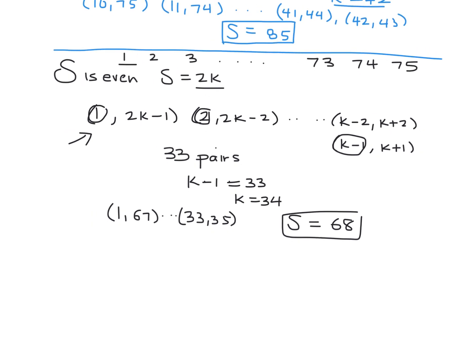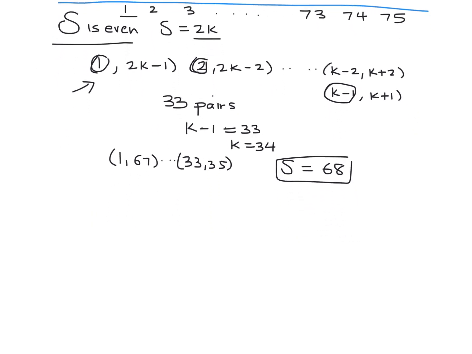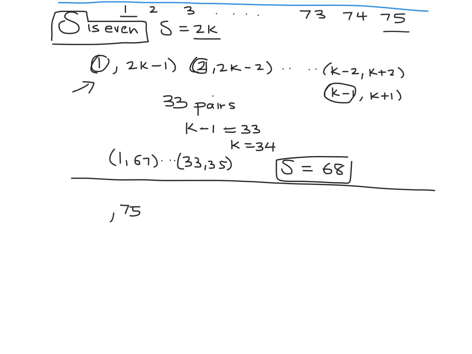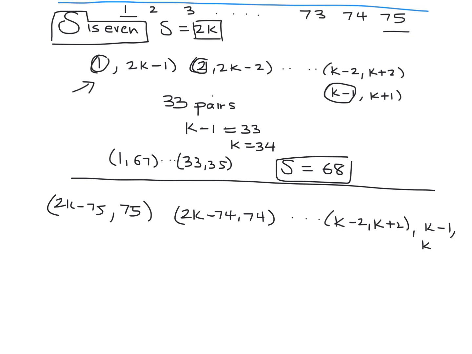And then we have one final one where S is even. That one would be starting on this end. So this time we're starting with 75, and then this is going to be 2k minus 75 because we want the sum to be 2k. And then this is going to be 2k minus 74, dot, dot, dot, all the way down to k minus 2, k plus 2, and then the very last one would be k minus 1 and k plus 1.